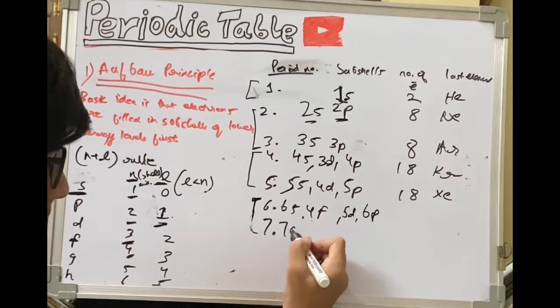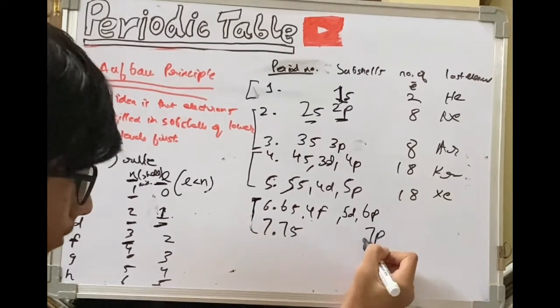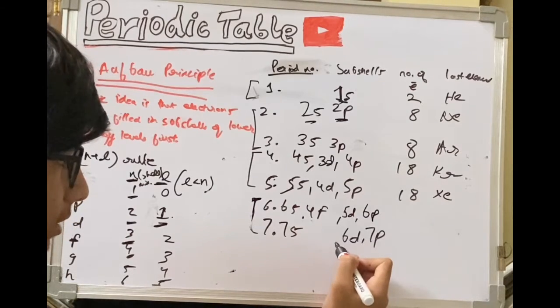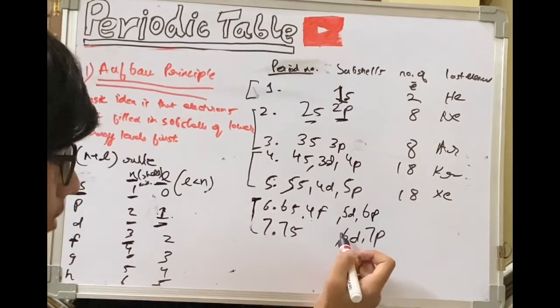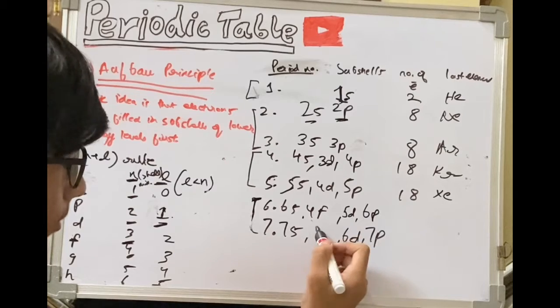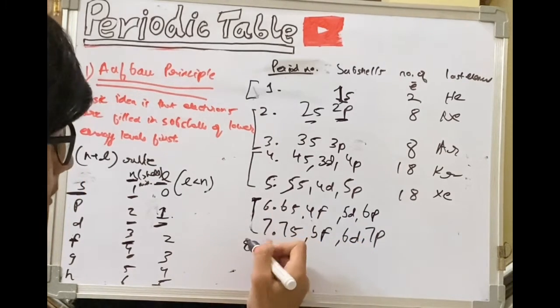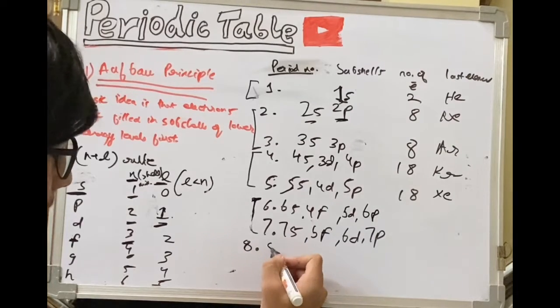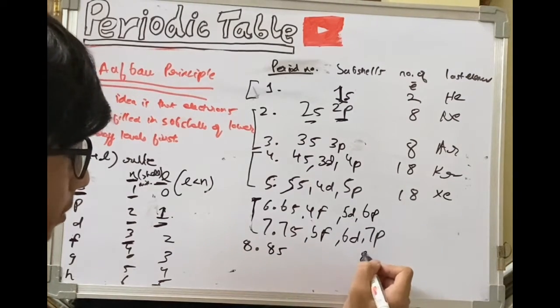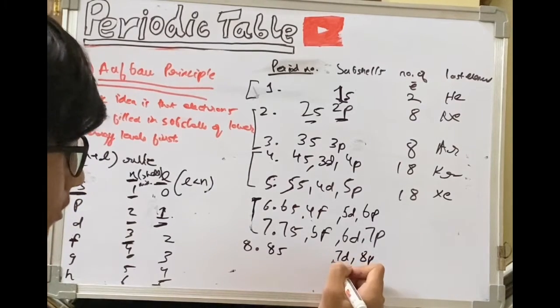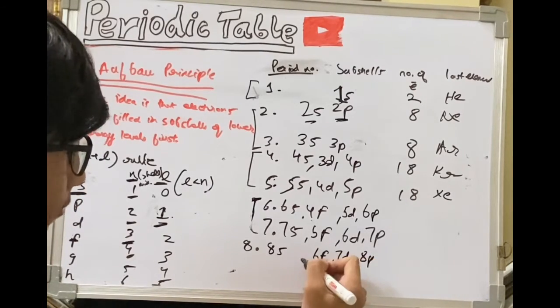Now it will be 7s, 7p, or 6d, okay? It decreases by 1: 6d, and this will be 5f. The 8th one, for the 8th period, will be 8s, 8p. This is confirmed, right? This we can say is really easy to do. And it will be 6f.